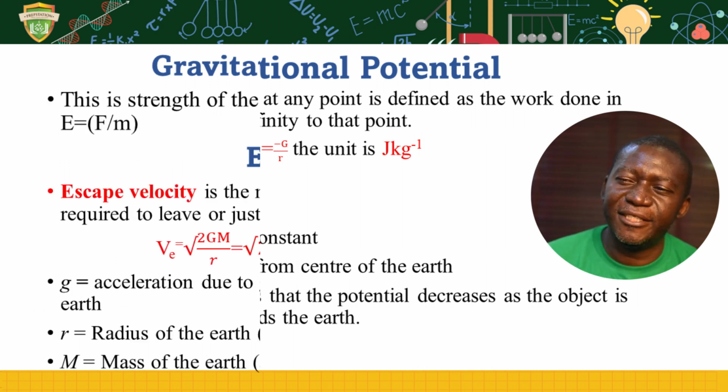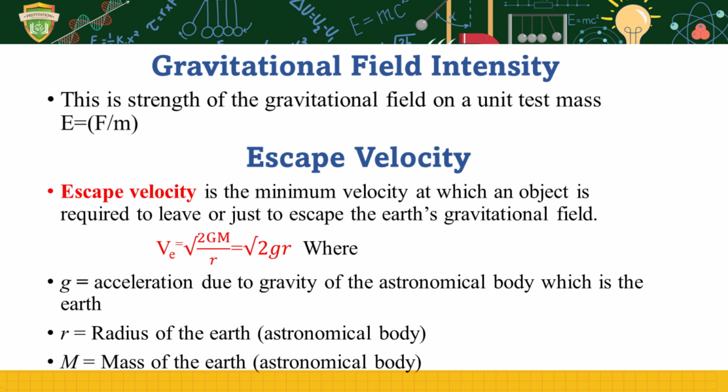Now, let's look at what is gravitational field intensity. Gravitational field intensity E is the gravitational force on a unit test mass. So E is usually F all over m.